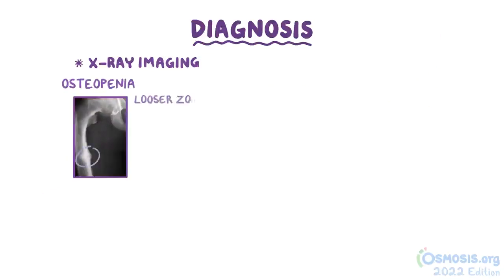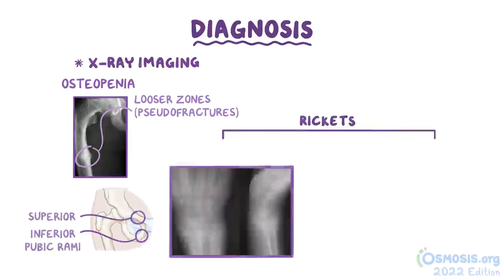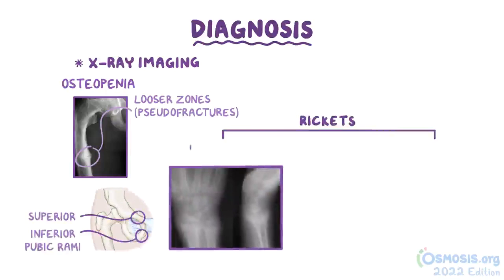First, there's Looser zones, which are bands of low bone density that form on the surface of the bone. And they look a bit like bone fractures, so they're also called pseudofractures. Looser zones frequently develop in the inferior and superior pubic rami of the pelvic bone. In rickets, an X-ray image of the wrist and long bone metaphyses might demonstrate metaphyseal cupping and flaring.